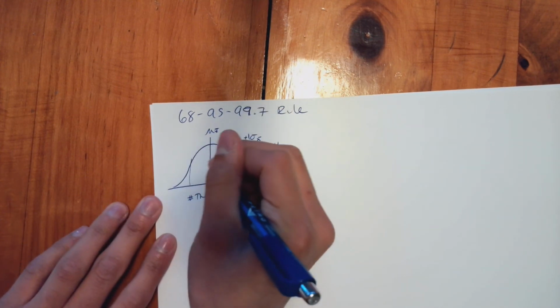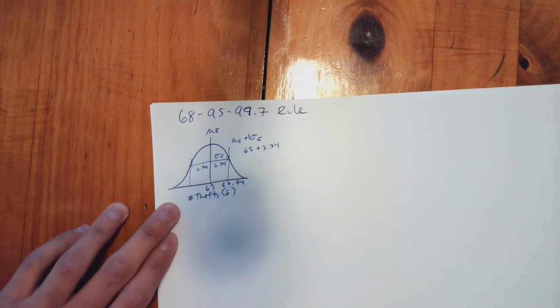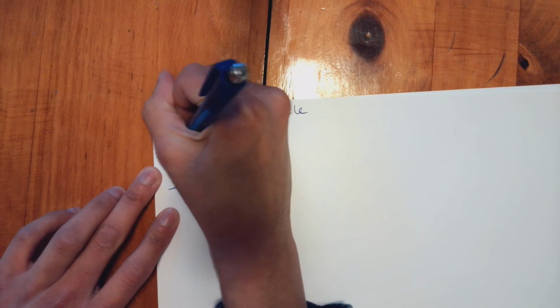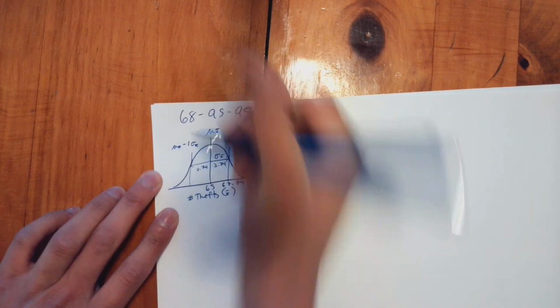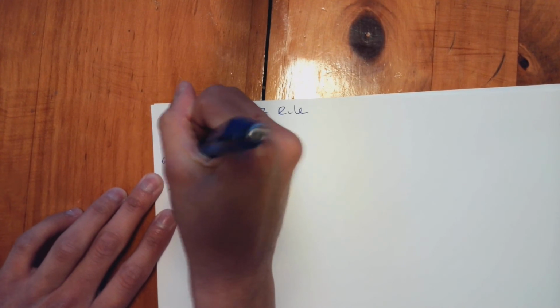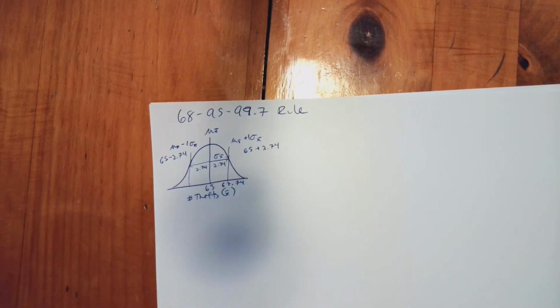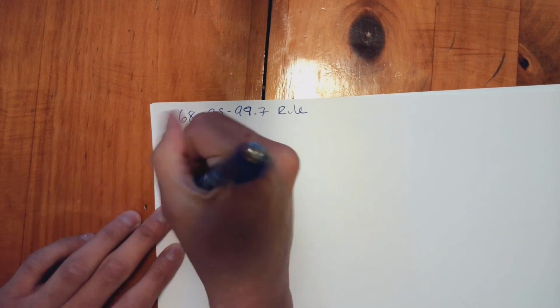We can also go in the other direction, so 2.74 in this direction, and we'll get mu of x bar minus one standard error. In other words, 65 minus 2.74. And if you subtract 2.74, you get 62.26 right here.